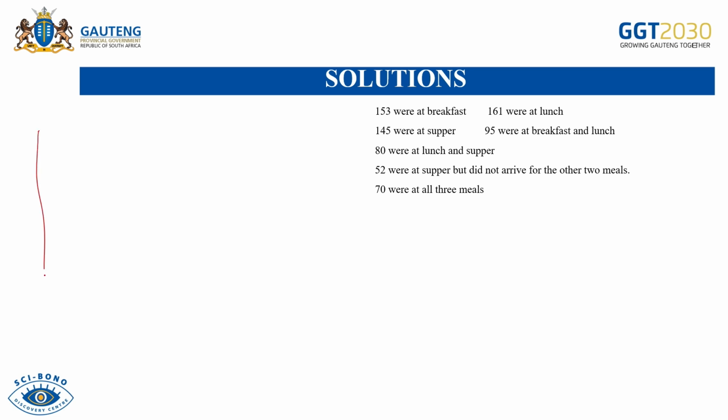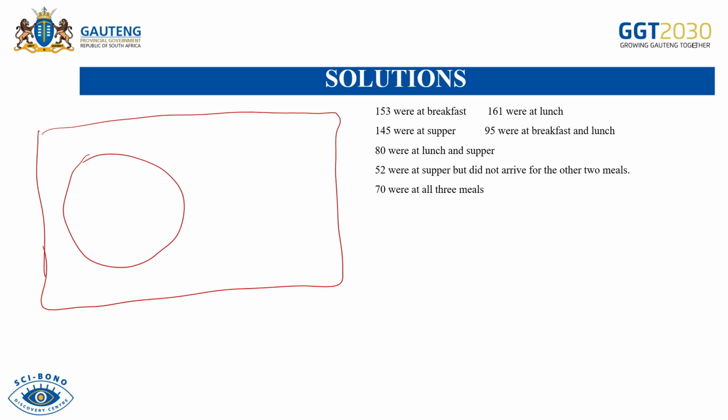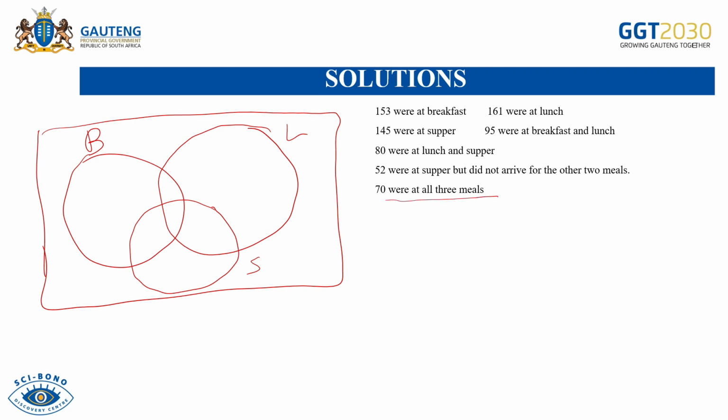Okay, so you've got your Venn diagram. You've got breakfast, you've got lunch, then you have supper. So you have 70 that were at all 3 meals, so we're at the breakfast, the lunch, and the supper. Let me use a different pen, so I'll just put 70 here. And then we are done with this information.